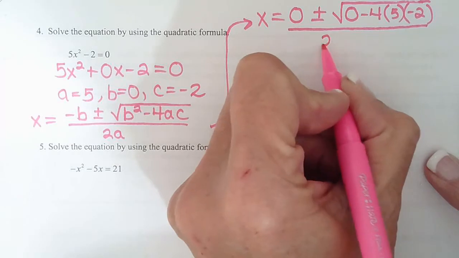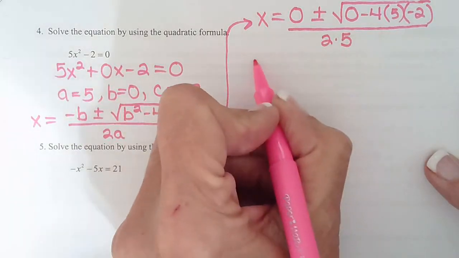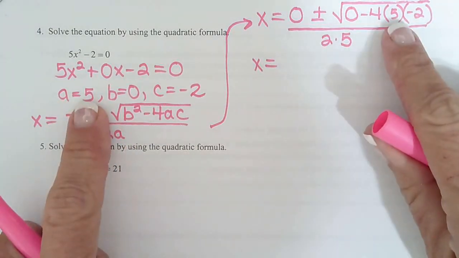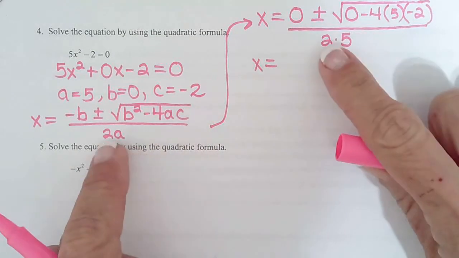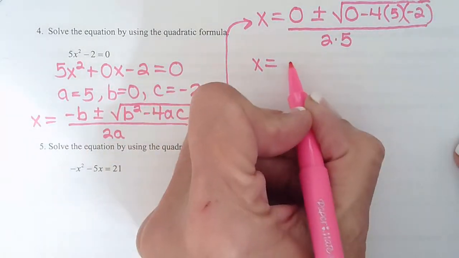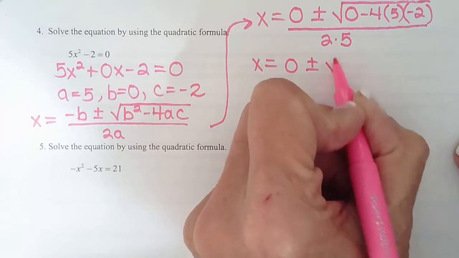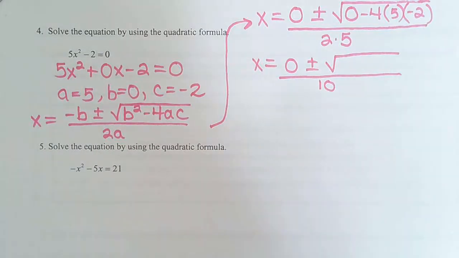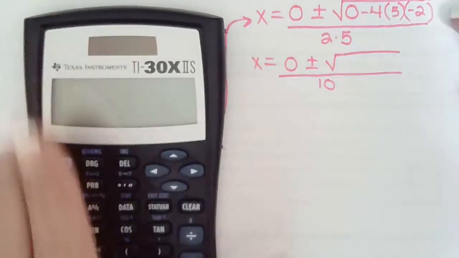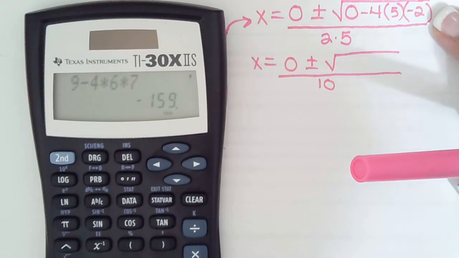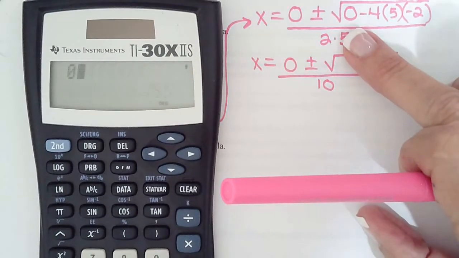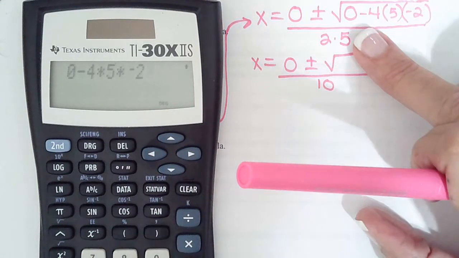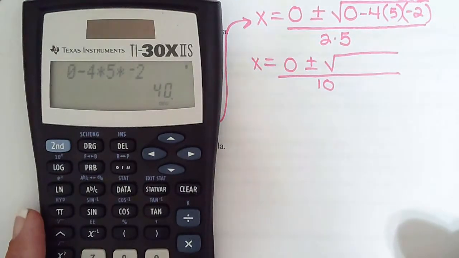2 times 5 is 10. Okay, so we have 0 squared minus 4 times a, which is 5, times c, which is negative 2, all over 2a. So now we're ready to simplify. So 0 plus or minus some square root over 10. Now we go to our calculator, and this is called the discriminant we're going to learn. So we're calculating the discriminant. So 0 minus 4 times 5 times negative 2. And that would be 40.